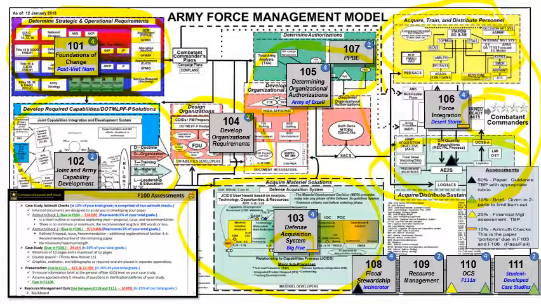For F107, we'll go back and look at planning, programming, budget, and execution. For F108, F109, it'll be resource management. F110 will be operational contract support. And then finally, you'll present your case studies. Okay, so those are the blocks across the force management model.